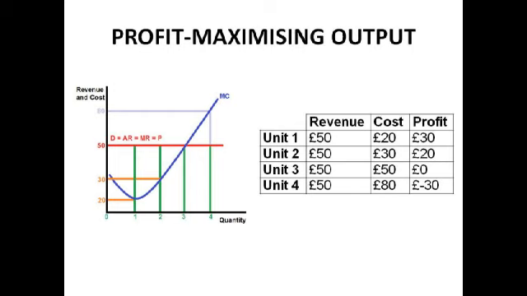You always want to keep producing up to the point where marginal revenue equals marginal cost. Obviously, if you go beyond that, for example, producing unit 4, the cost is going to be greater than the revenue, in which case you are going to make a loss there. We see a loss of £30, which obviously isn't great. So that's why it's so important to produce when marginal revenue equals marginal cost.